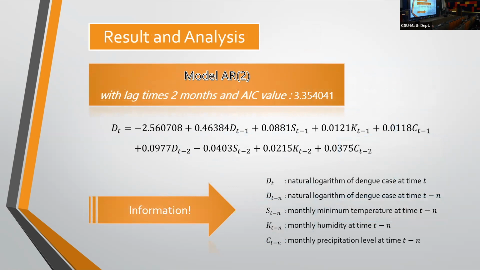And this is the result of the autoregression model. D_t is the natural logarithm of dengue cases at time t. And t minus n is the dengue cases at time t minus n. S is the monthly minimum temperature. Then K is the monthly humidity at time t minus n. C is the monthly precipitation. So we include all the climate information in the model.